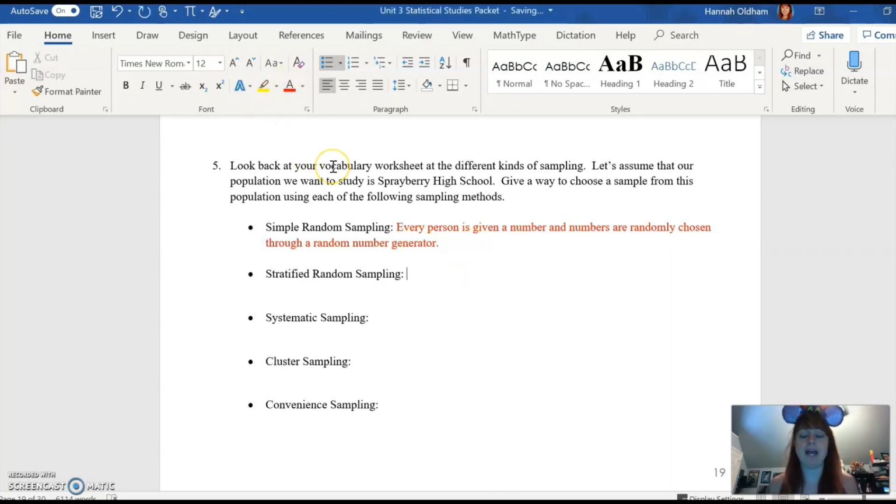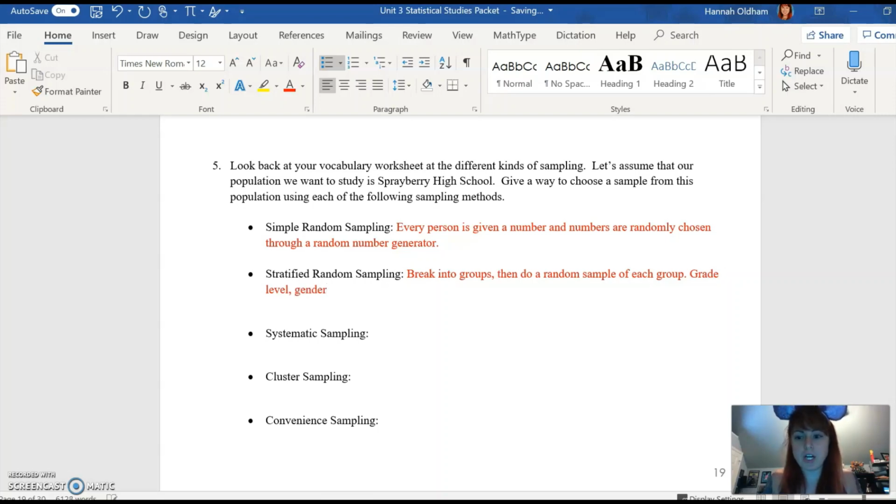Stratified random sampling is the same thing as random sampling, but you break them into groups first. So break into groups, then do a random sample of each group. This is important when you're talking about, like, you could break it up by grade level, you could break it up by gender. Those are kind of the 2 common ones to do. Like, I need freshmen, sophomores, juniors, seniors, and I'm going to get 20 from each group, okay?